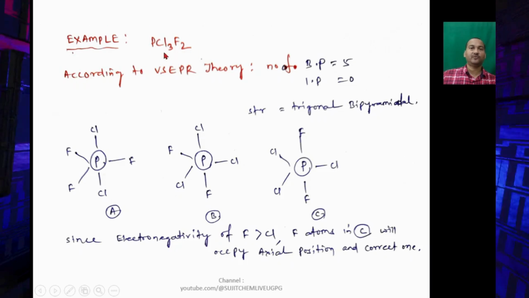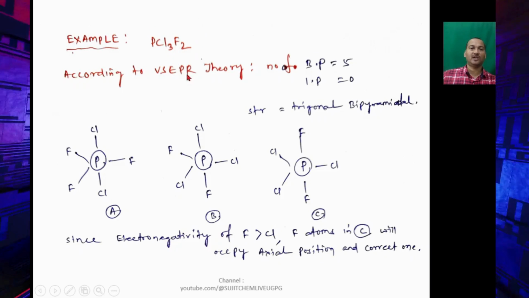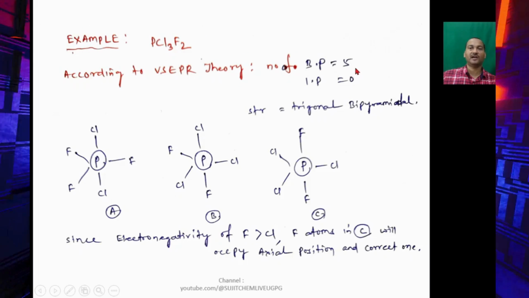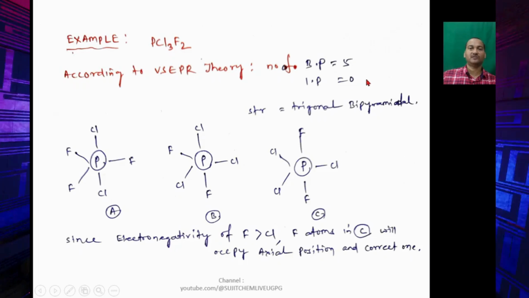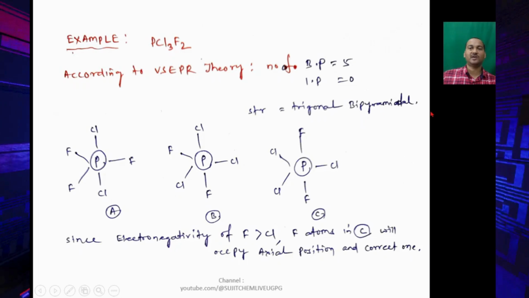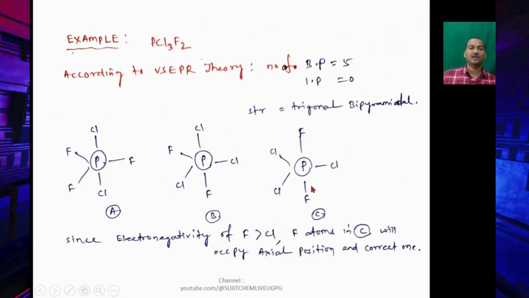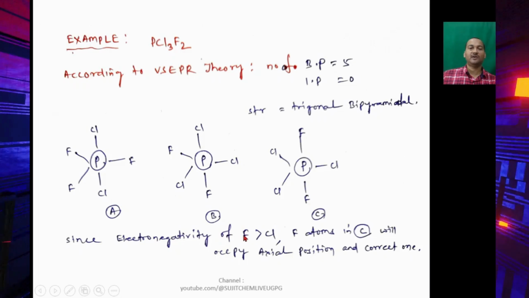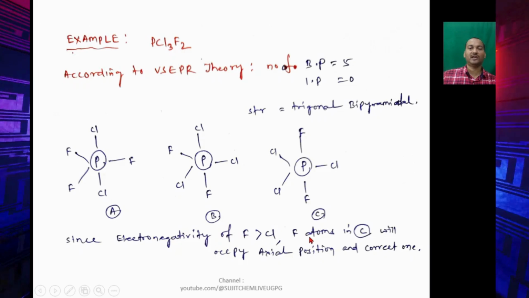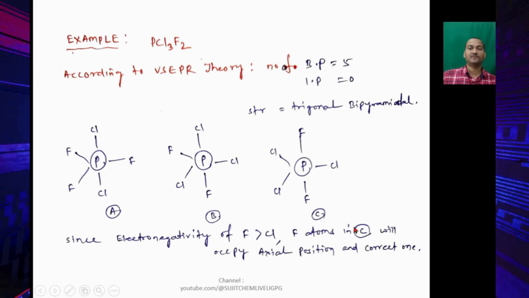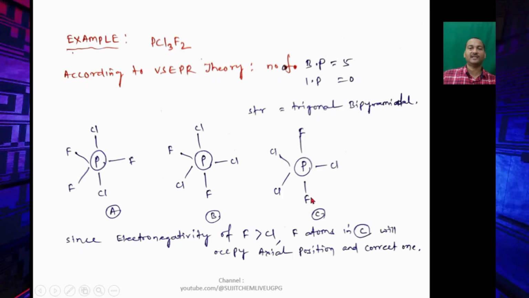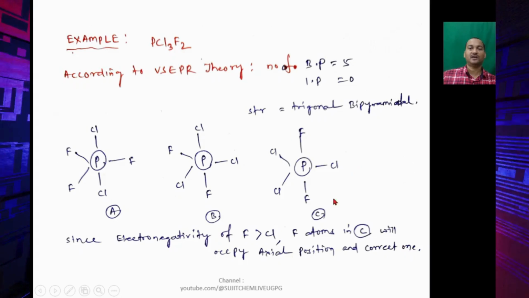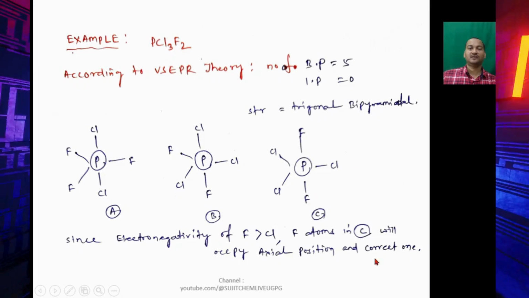So this is the example PCl3F2. According to VSEPR theory, the number of bond pairs in this molecule will be equal to 5 and lone pairs equal to 0. So the structure should be trigonal bipyramidal, and here are the arrangements A, B and C. Since the electronegativity of fluorine is greater than chlorine, the F atoms in structure C will occupy the axial position, not the equatorial position. And so the correct structure is C.